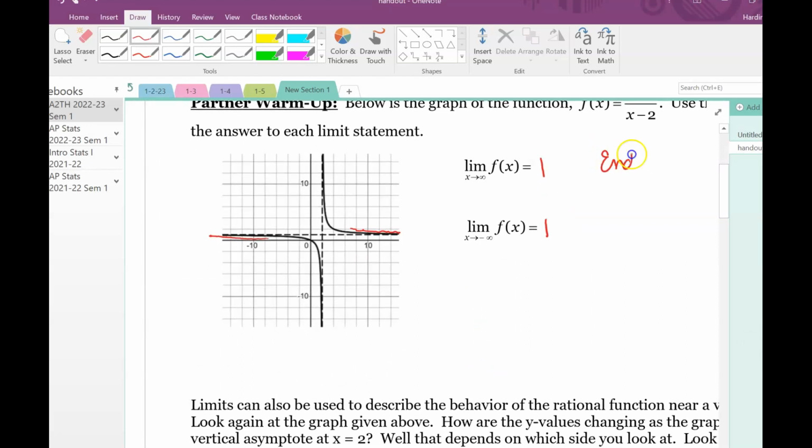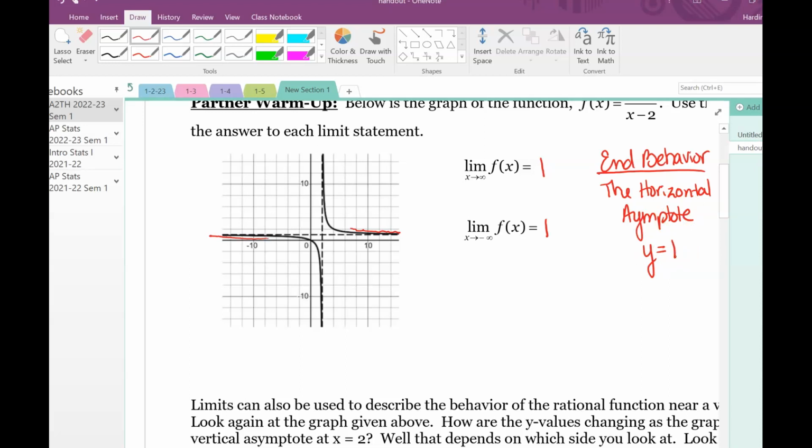So the end behavior of any of these rational functions is just the horizontal asymptote. That was the whole purpose for figuring that out. So 1 is the answer to those limits.